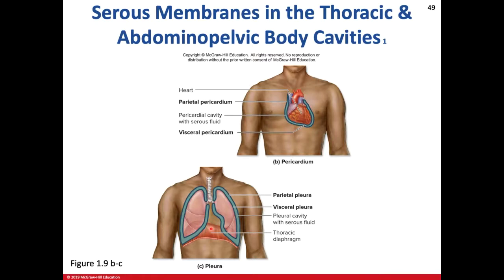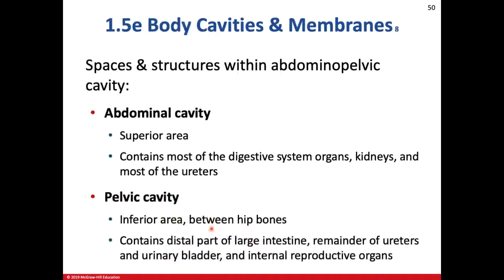Inflammations of these membranes always end in the term itis, right? So pleuritis or pleurisy is an inflammation of the membranes lining the lungs, and it results in pain when breathing. And pericarditis is an inflammation of the pericardial membranes, and it results in a radiating pain through the chest. Okay?